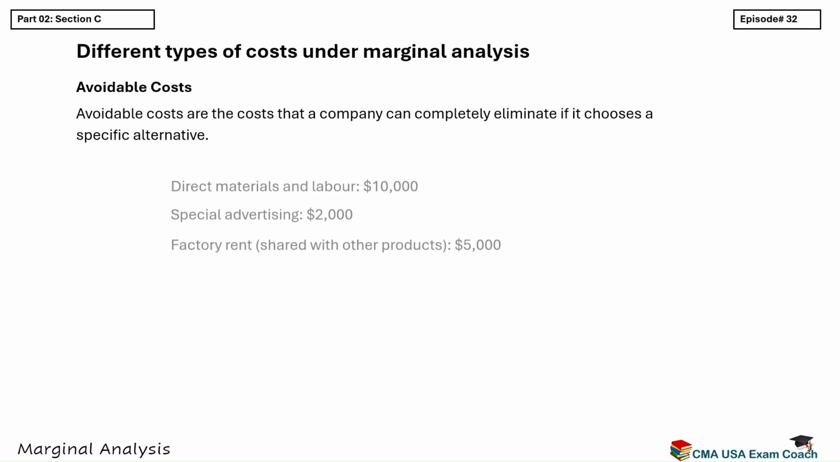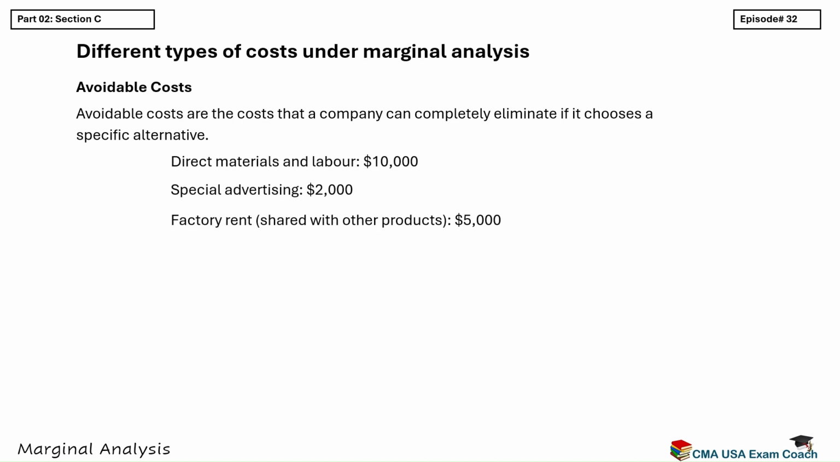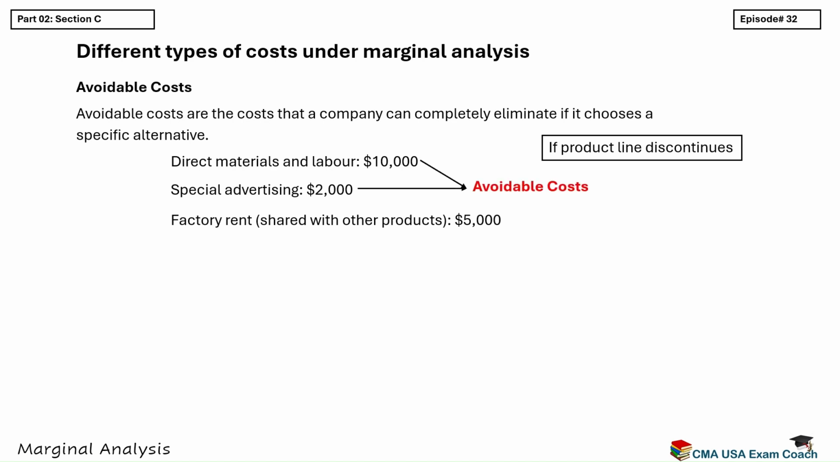Imagine a company is thinking about closing one of its product lines. This product line currently has the following costs: direct materials and labor, $10,000, special advertising, $2,000, factory rent, shared with other products, $5,000. Now, if the company discontinues the product line, the direct materials and labor will stop. These are avoidable costs. The special advertising for this product will also stop, so this is avoidable too. But the factory rent will continue because the space is shared with other products. So this is a non-avoidable cost in this case.